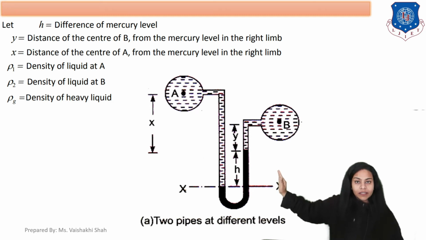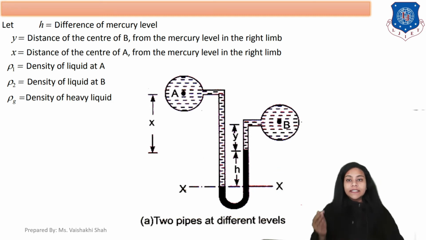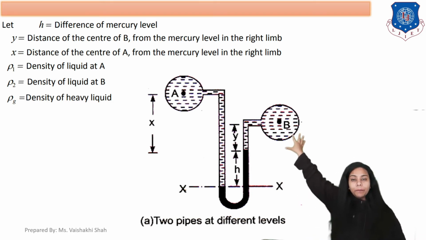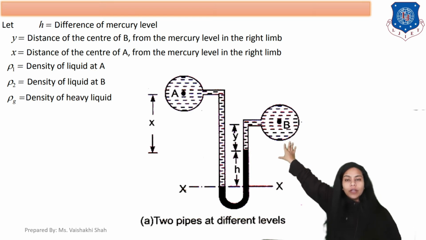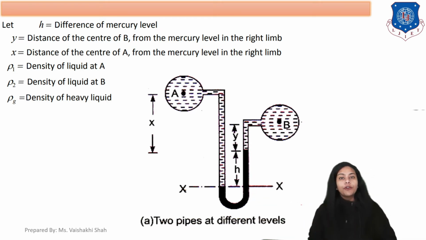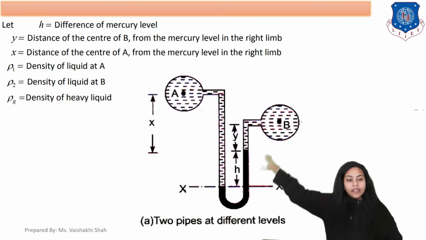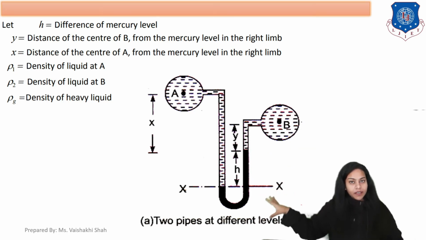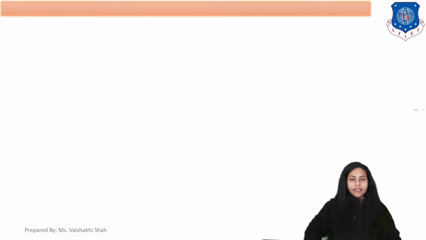Now, rho 1 is the density of liquid at point A, the density of liquid in pipe A. Rho 2 is the density of liquid in pipe B, and the density of mercury, which is filled here, is rho G. These are the indications for the diagram. Clear? Okay, now let's see.